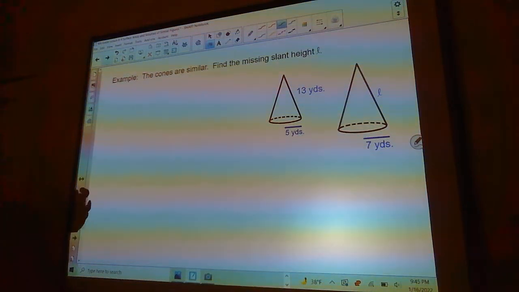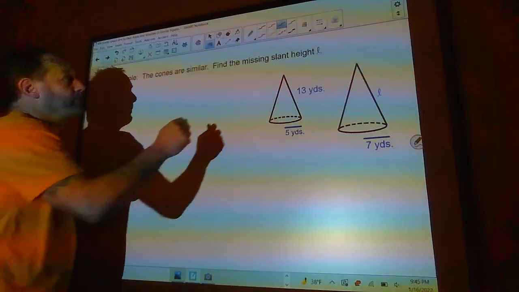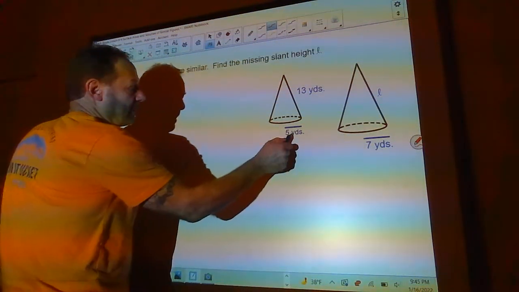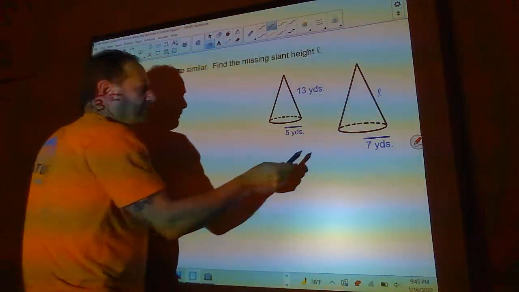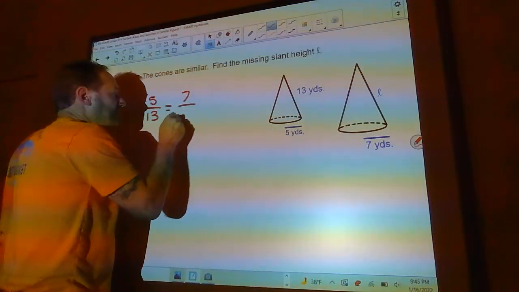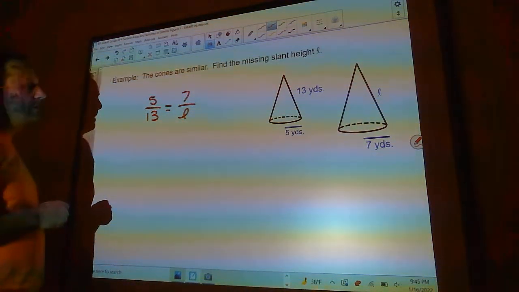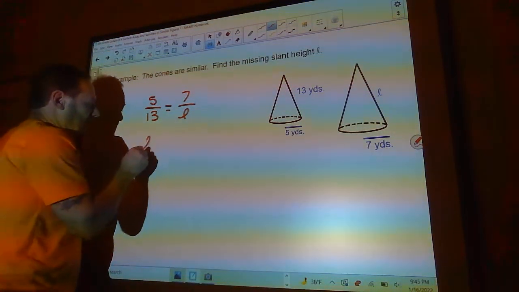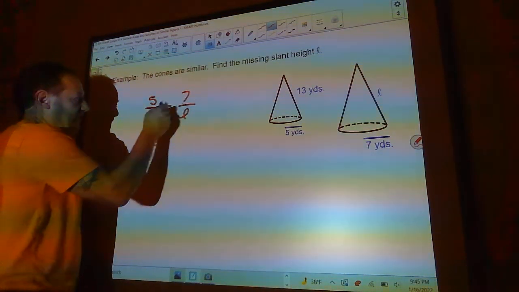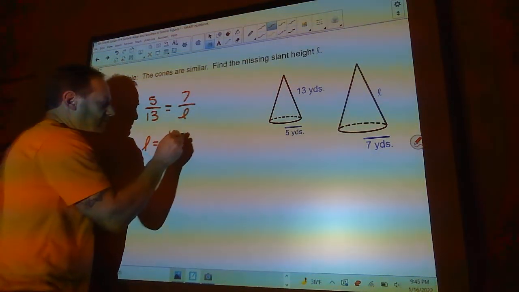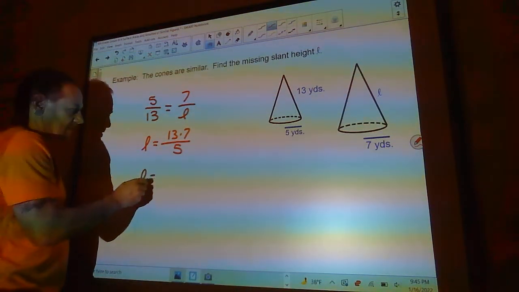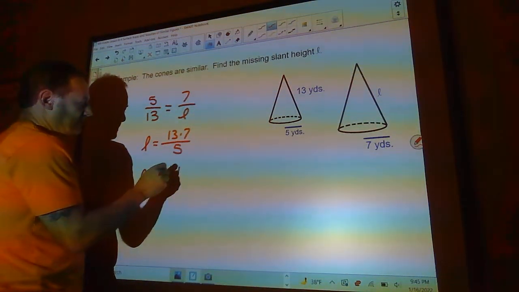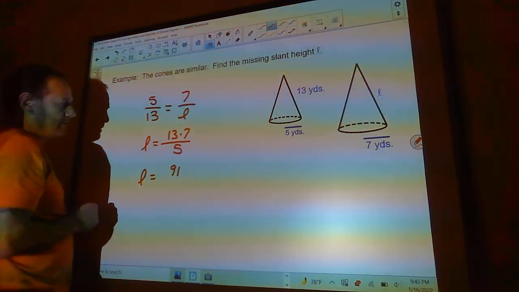Alright, so the cones here are similar. Find the missing slant height L. So we can make a proportion of the radius to the slant height, which would be 5 to 13. And I would also go radius to slant height over here, which would be 7 to L. And then I would solve this. Remember, you always take the two diagonal numbers and multiply those two together, so this would be 13 times 7, and you divide by the other number. So 13 times 7 is 91, over 5.